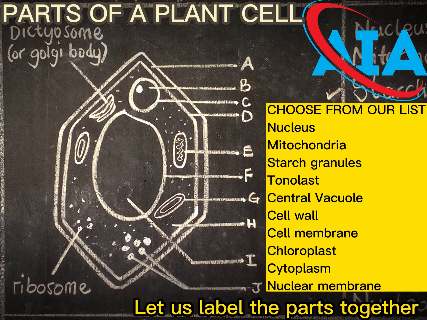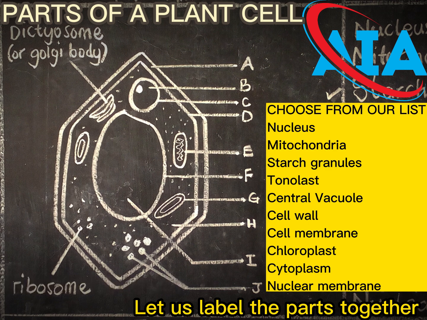What is part H on our list? Part H is the cytoplasm. What is part I on our list? Part I is the central vacuole. What is part J? Part J is the starch granules.